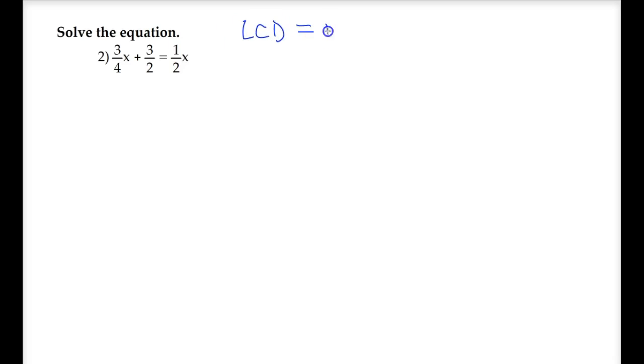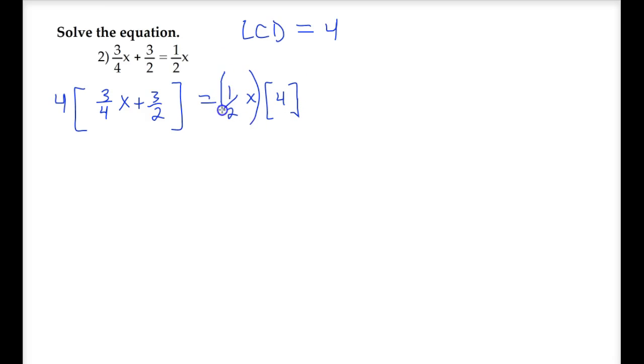So we notice here our LCD is 4. And so what that would mean here is that we're going to multiply both sides of our equation by 4. And so I'm just going to do it like this. Okay, so whenever we go and distribute the 4 to both terms, then of course we have 4 times 3 over 4, x, plus 4 times 3 over 2. And of course this would just be 4x divided by 2 if we multiply that together.